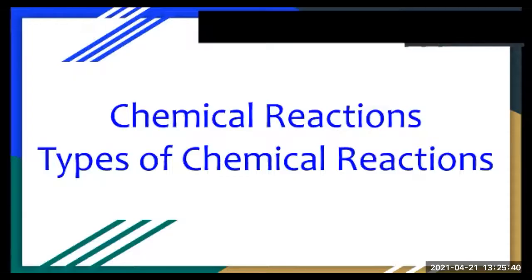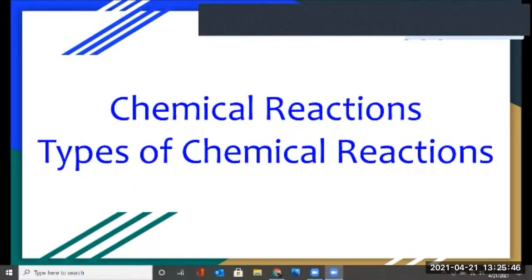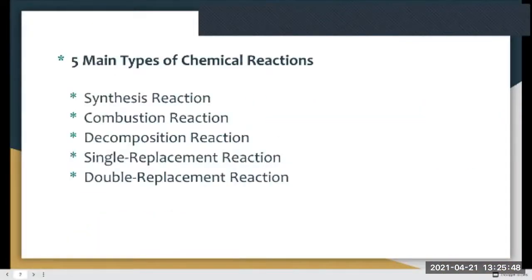Now we're going to talk about different types of chemical reactions. There's 5 primary types of chemical reactions: synthesis, combustion, decomposition, single replacement, and double replacement. Now, please note that they used to hyphenate single and double replacement reactions. That is no longer the standard, so please don't hyphenate.